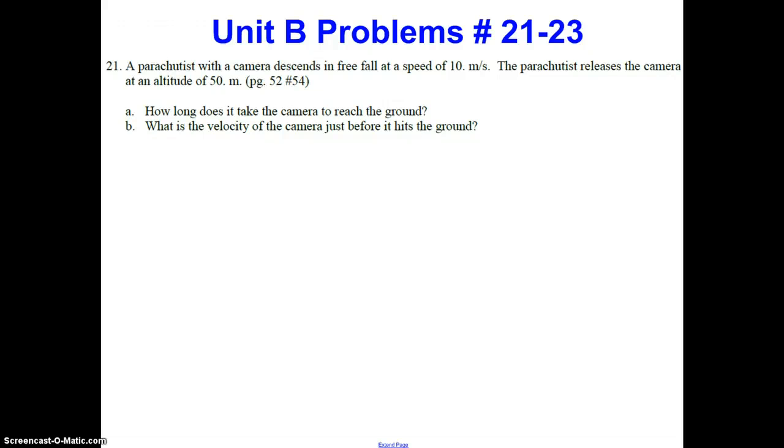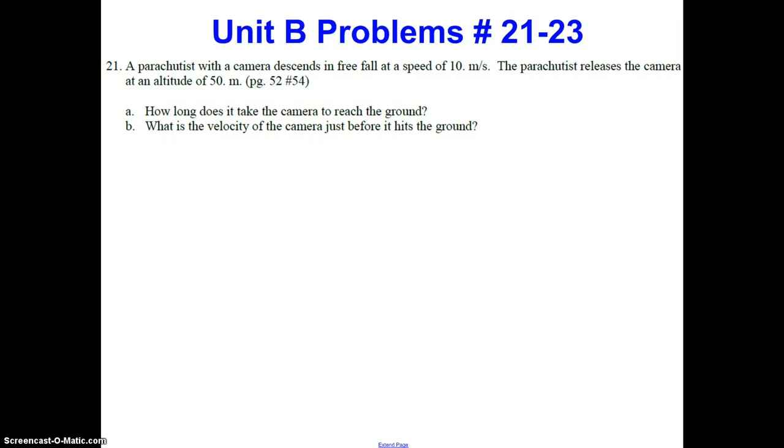Welcome to the AP Physics Kinematics problem set, so the solutions for numbers 21 and 22. 21, a parachutist with a camera descends in free fall at a speed of 10 meters per second. The parachutist releases the camera at an altitude of 50 meters.